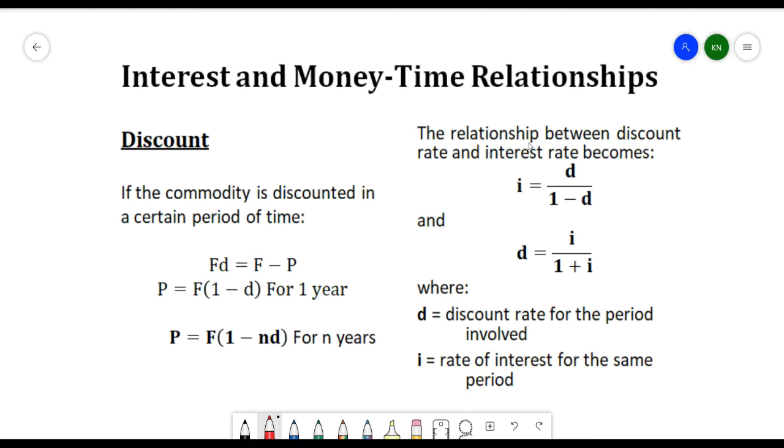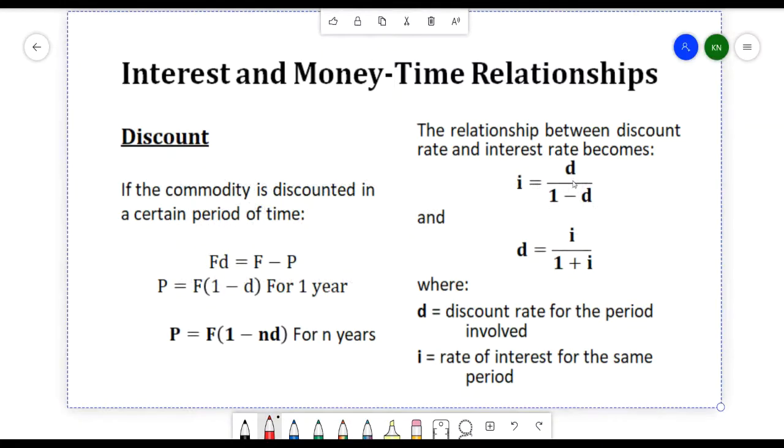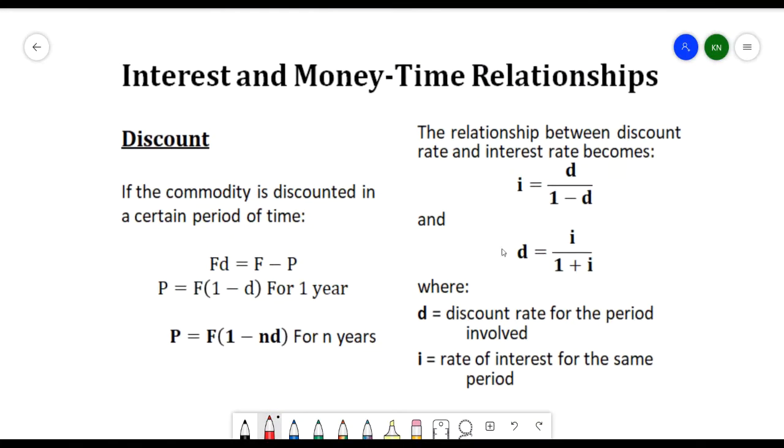And for the relationship between discount rate and interest rate, it has the formula i equals d over (1 minus d), where d here is the discount rate. And we also have the discount rate is equivalent to i, or the interest rate, all over (1 plus i). And again, d is the discount rate for the period involved, and i is the rate of interest for the same period.